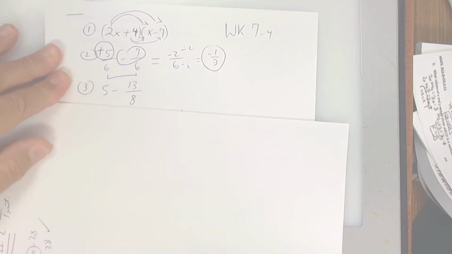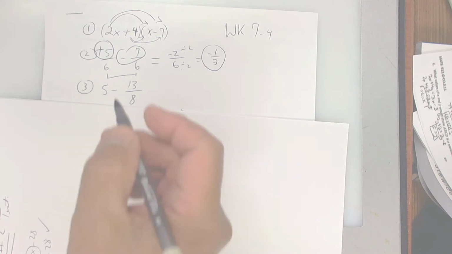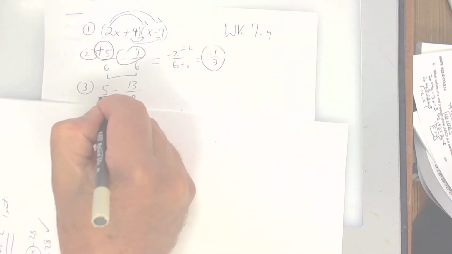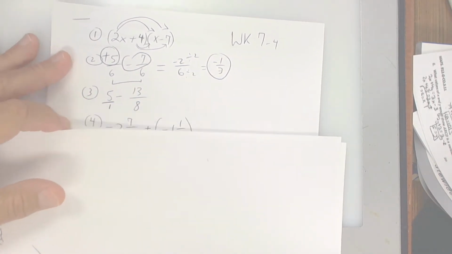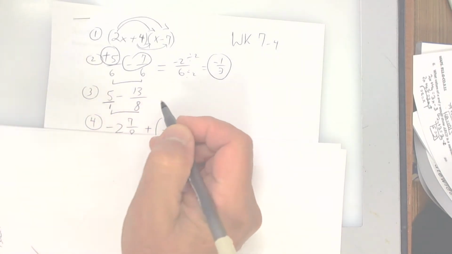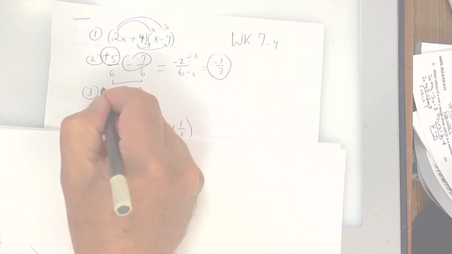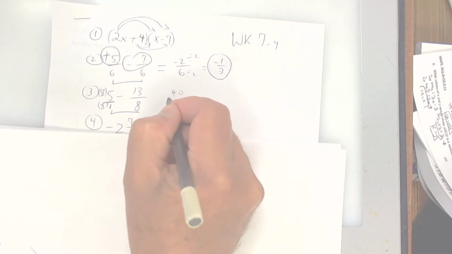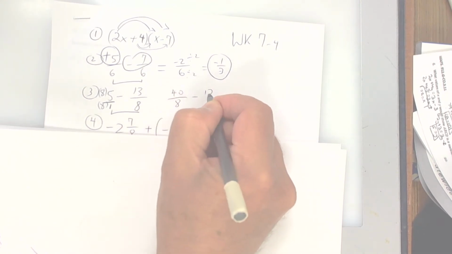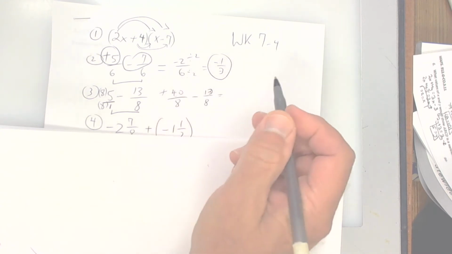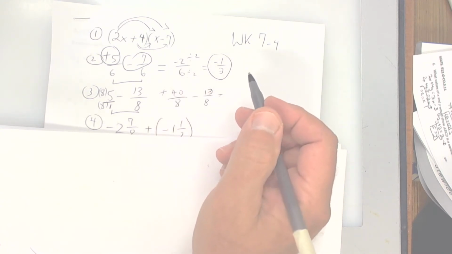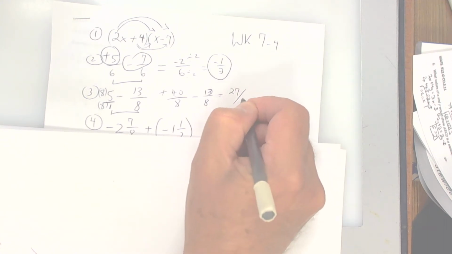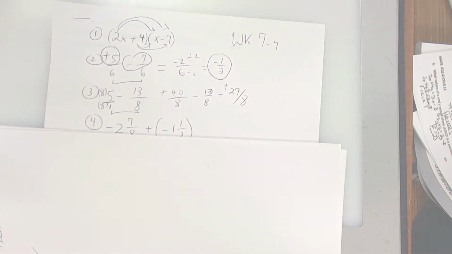This one right here, here's how I would do it. Put a 1 underneath here. All right, find your least common denominator, which is 8. So you're going to multiply this one by 8. This one's already an 8, so you're going to get 40 over 8 minus 13 over 8. And when you do that, you have pluses, more pluses, and it looks like it's going to be, I'm going to say 27 over 8, and that's going to be a positive. Make sure you know that.